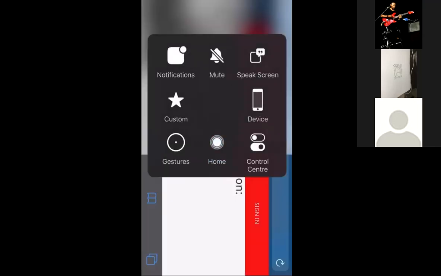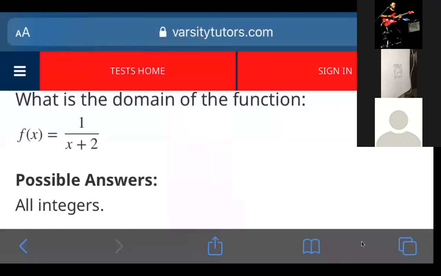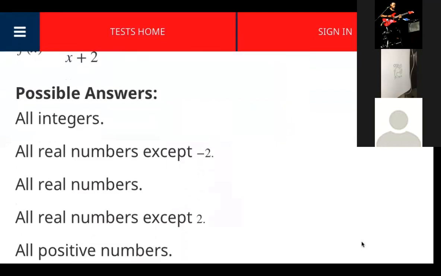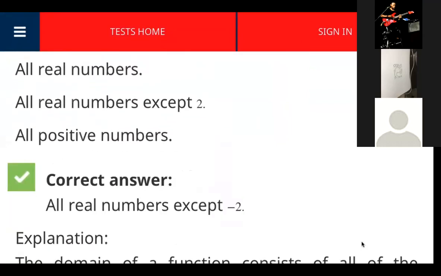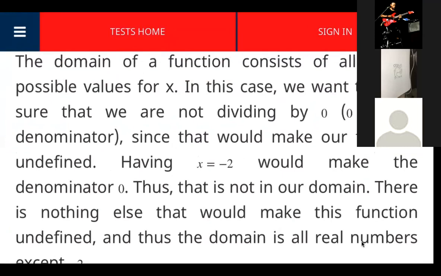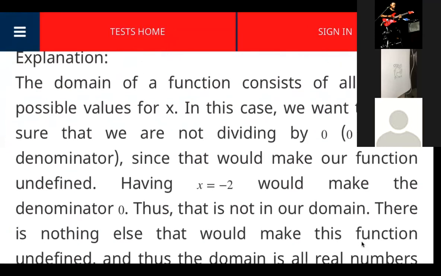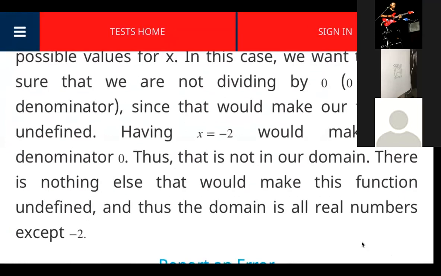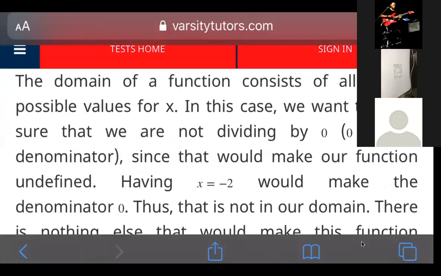So you equate the denominator to 0 and then you find for x. Once you are able to find for x, then it means that that value you had is the range.